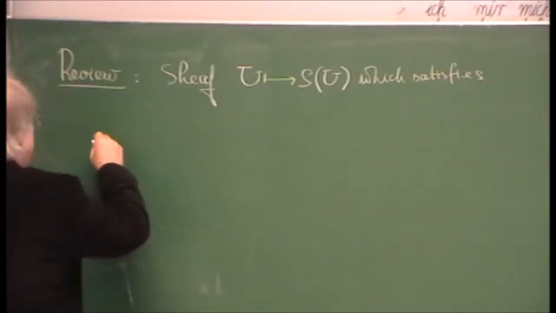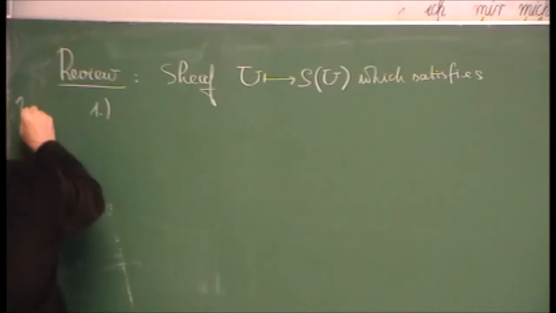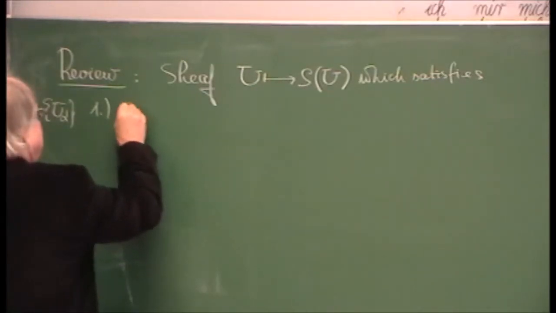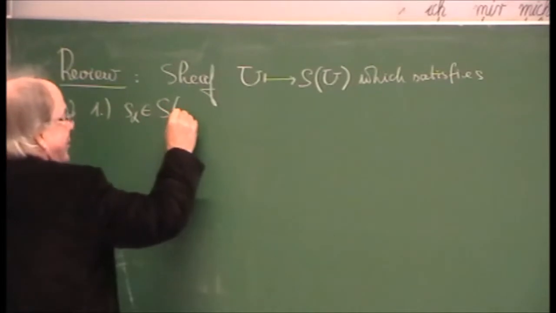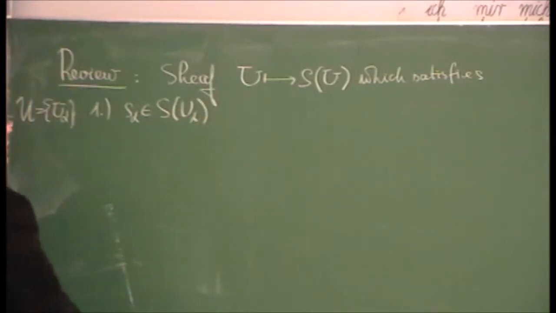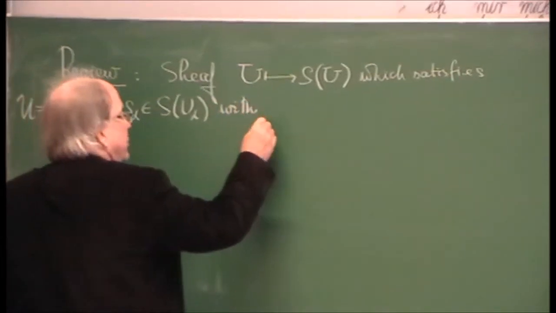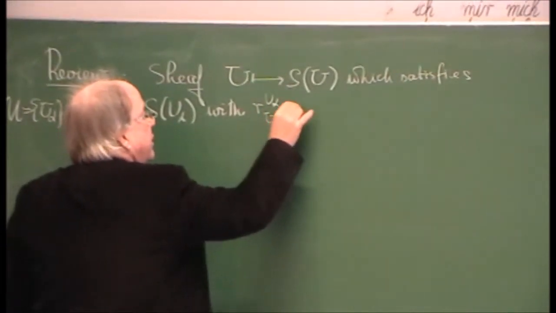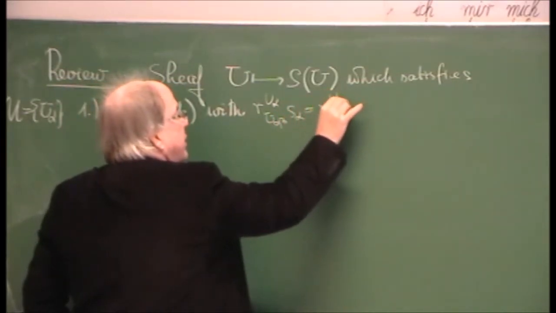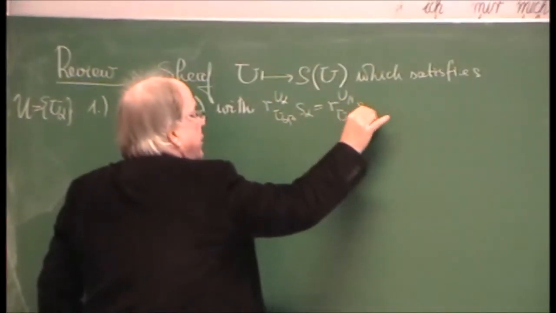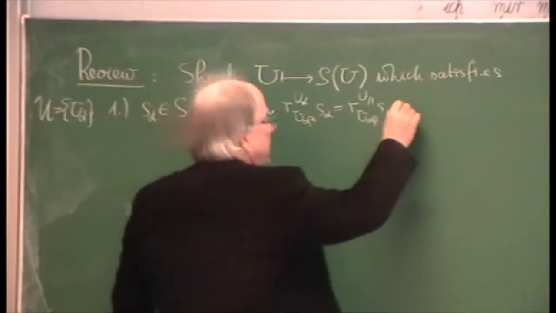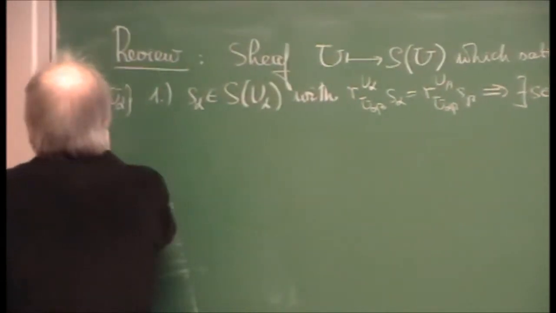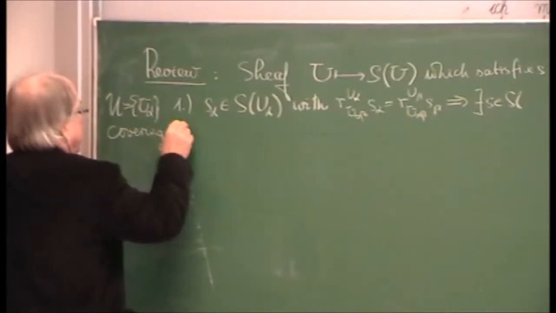Standard axioms. So if the following axiom holds: you have a covering U alpha in space, and suppose you have sections S alpha, I call them sections already, elements of the sheaf on U alpha, with appropriate restrictions, so the restriction from U alpha to U alpha beta of S alpha is the same thing as the restriction from U beta to U alpha beta of S beta, so they restrict correctly. Then there exists a global thing. So this is a covering of some set U, open set.